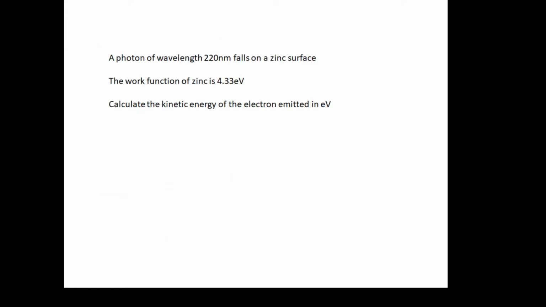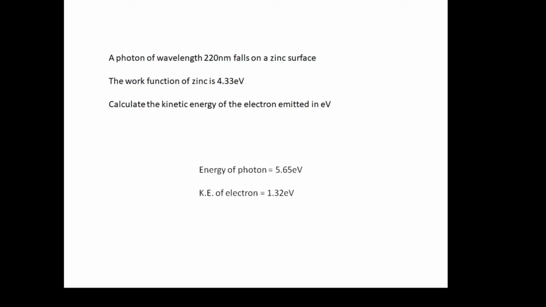Here's another question that you should be able to do, a very typical A-level question. A photon of wavelength 220 nanometers falls on a zinc surface. The work function of zinc is 4.33 electron volts. Calculate the kinetic energy of the electron emitted in electron volts. And I shall show you the answer in 3, 2, 1.